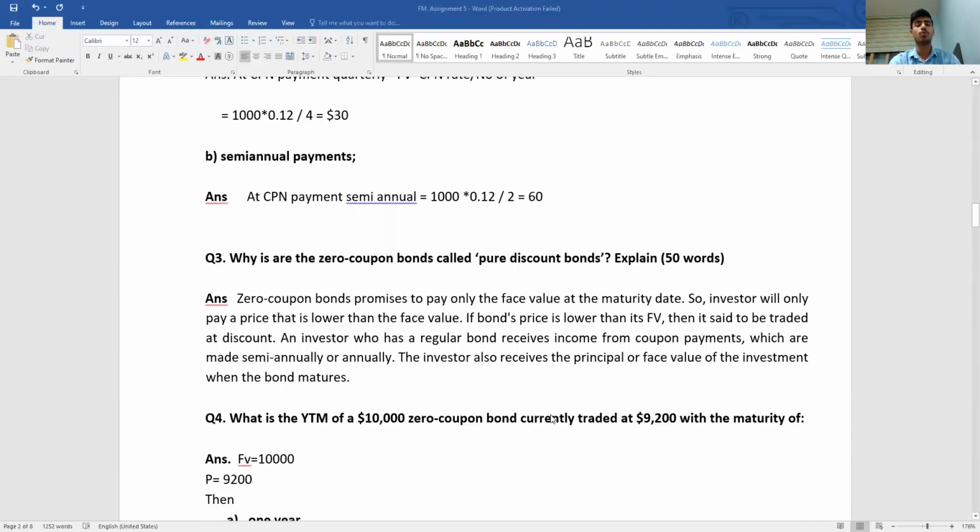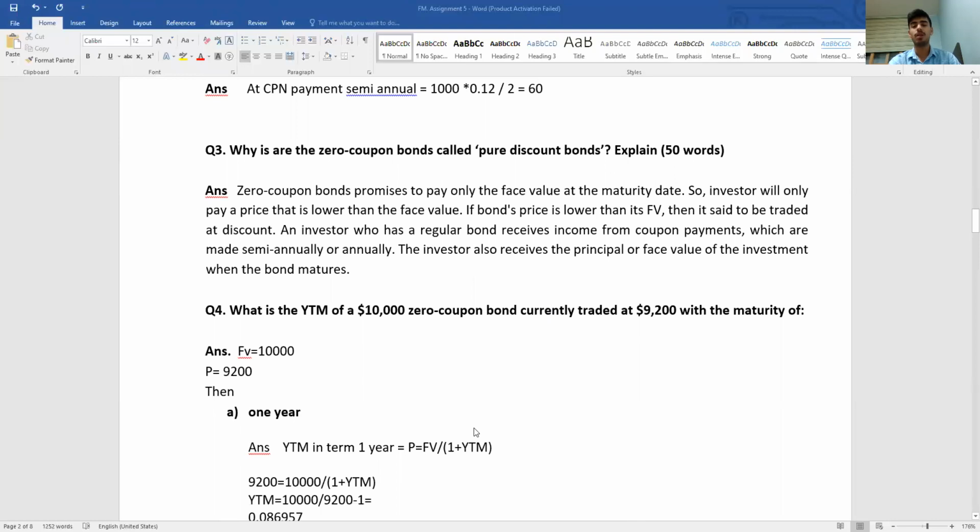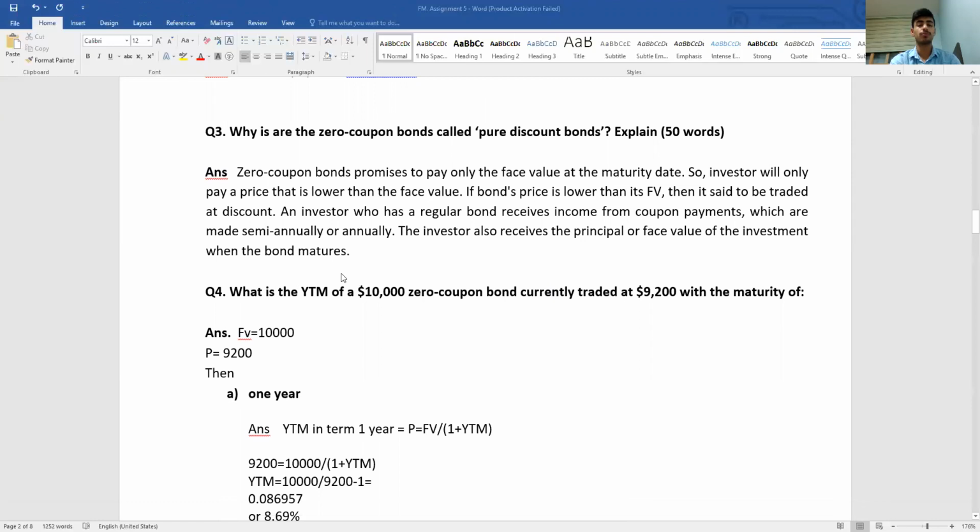Why are zero coupon bonds called pure discount bonds? Explain. A zero coupon bond promises to pay only the face value at the maturity date, so the investor will only pay a price lower than the face value. If the bond price is lower than the face value, it is traded at a discount, and investors in regular bonds receive income from coupon payments, which are semi-annual or annual. The investor receives the principal or face value of the investment when the bond matures.